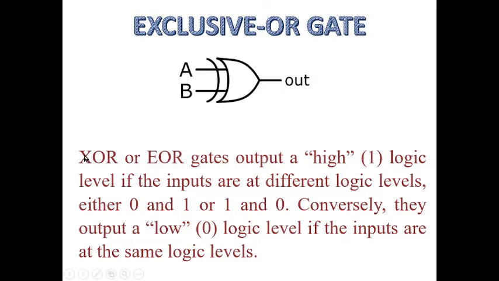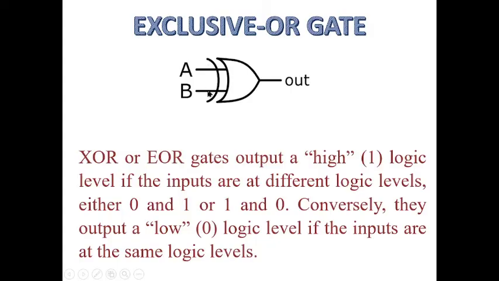It is sometimes referred to as XOR or EOR. This is the symbol for the gate. So the output of this gate is high if the inputs are at different logic levels. So if the inputs of this gate are at different logic levels, for example, some of them are 0, some of them are 1, that is only when the output will be high.